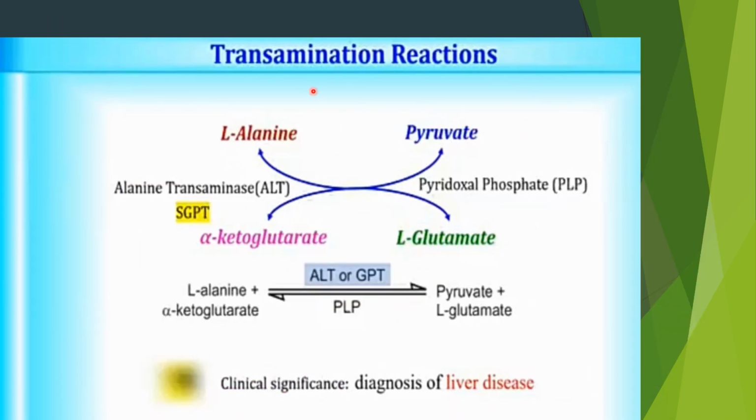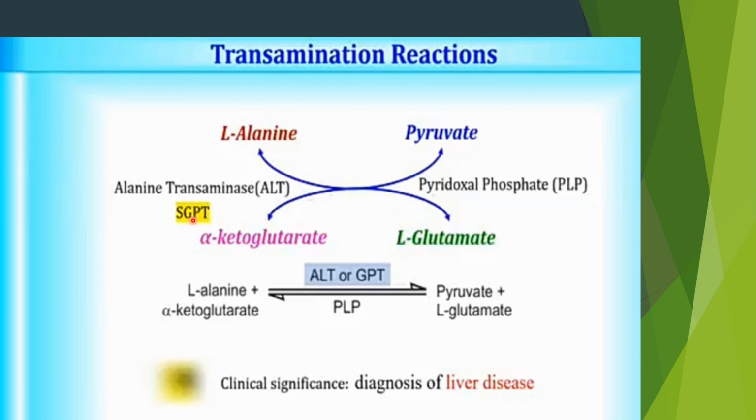The second important transamination reaction is catalyzed by alanine transaminase or ALT. In this reaction, the amino group is transferred from L-alanine to alpha ketoglutarate, leading to the formation of L-glutamate and pyruvate. This reaction is catalyzed by alanine transaminase or ALT. This ALT was previously known as SGPT.